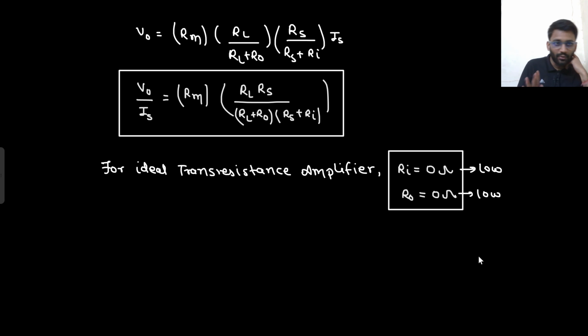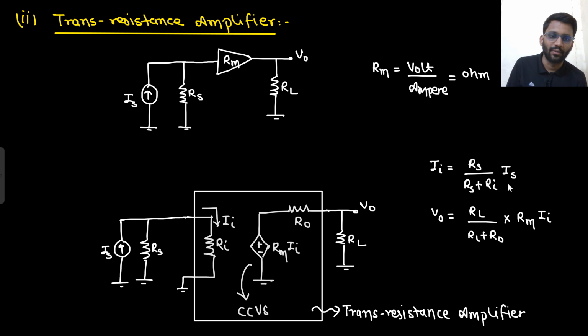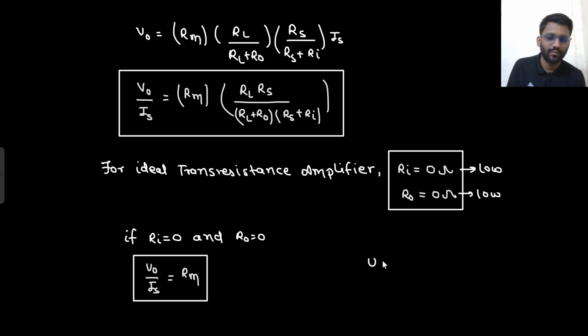And if your Rin is equal to 0 and R naught is equal to 0, then what will be your V naught by Is? It would be equal to Rm only, because if Rin is 0 and R naught is 0, it will be RL Rs only and it will be cancelled. So V naught by Is would be equal to Rm only, right? So you will have the maximum gain. And what is the unit of Rm? Unit of Rm is ohm, right?